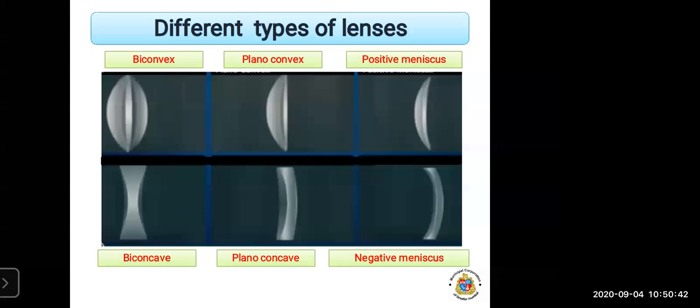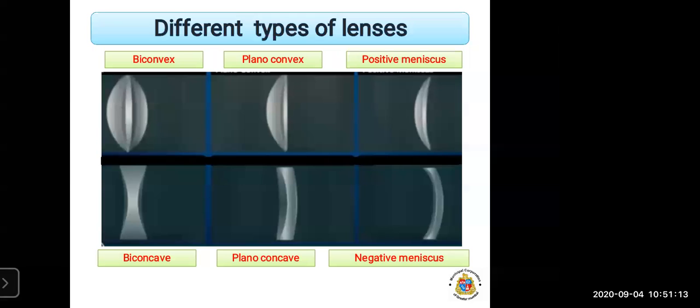Like that, the mirror, the spherical mirror also has two types, right? So convex mirror and concave mirror. Like that, the lenses also have two types, that is the convex lens and the concave lens. And this convex lens and concave lens have two types. Okay, so these are the subtypes of convex lens and the concave lens.